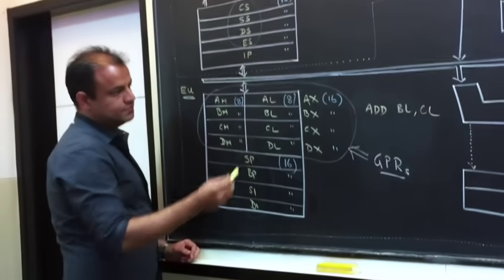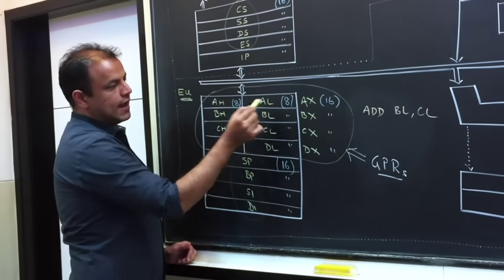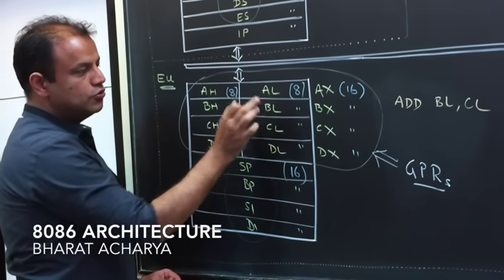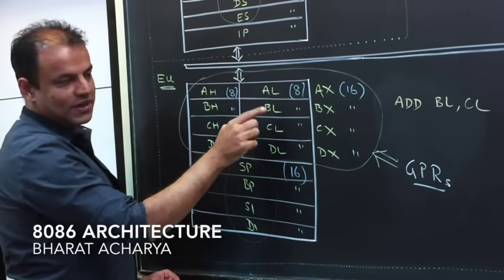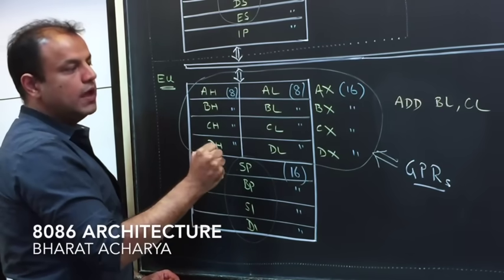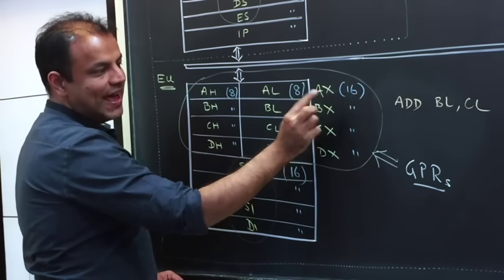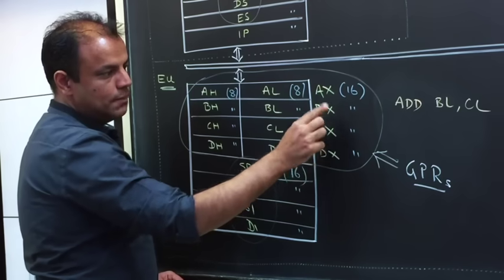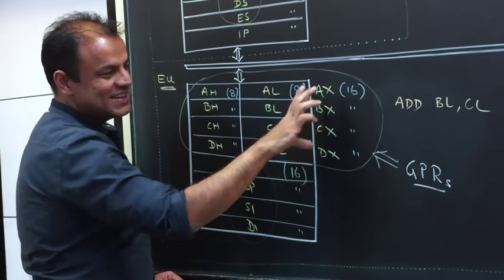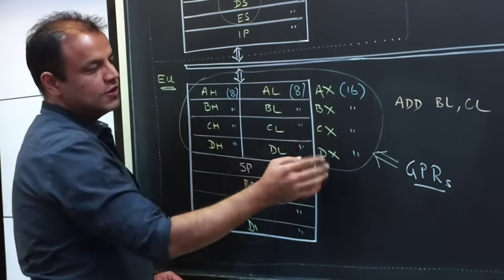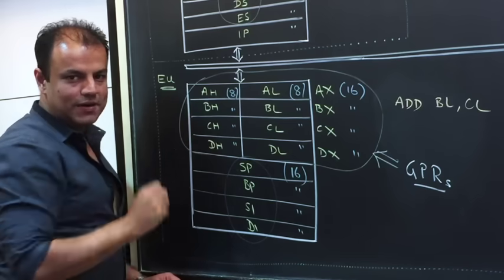How many registers do you have? AL, AH, BL, BH, CL, CH, DL, DH are 8-bit registers. So if you want to use them as independent 8-bit registers, you have 8 registers. If you want to combine them and use them as 16-bit registers, they are called AX. X means a combination of two. BX, CX, DX. So AX, BX, CX, DX, they are 16-bit registers. So you can use them as 4 16-bit registers or as 8-bit registers.